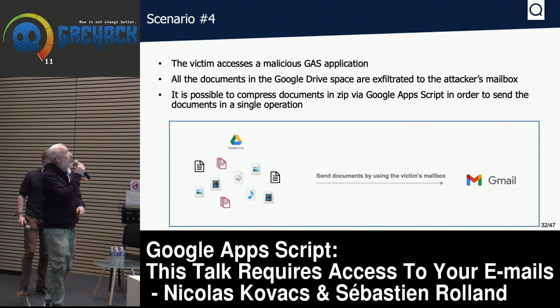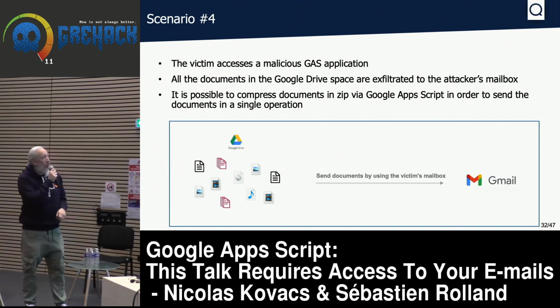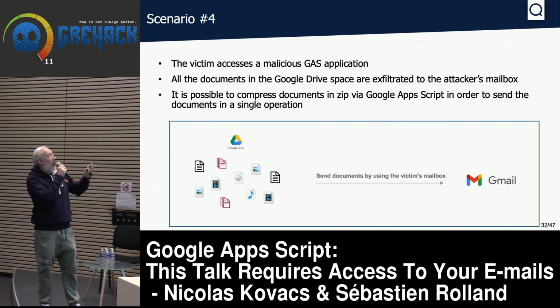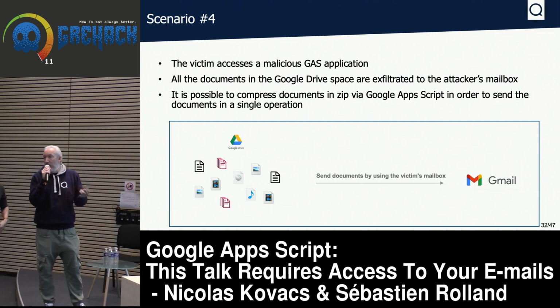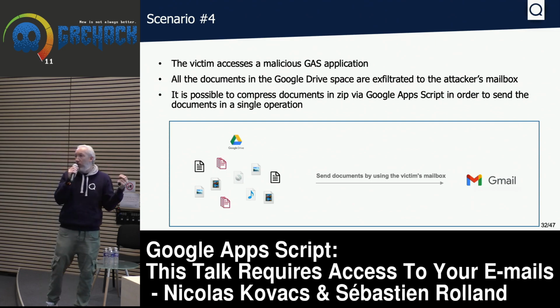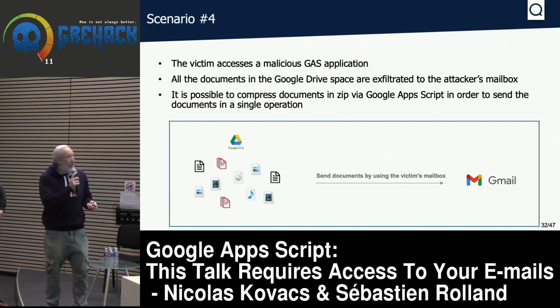Okay, on this scenario, the victim accesses a Google App Script as in those scenarios, and all the documents on the Google Drive are exfiltrated to an email mailbox. In fact, it's like the other scenarios where you just exfiltrate the Google Drive documents to another Google Drive. Here, you just take all the documents on your victim's Google Drive and send all the files to a mail address, in fact.